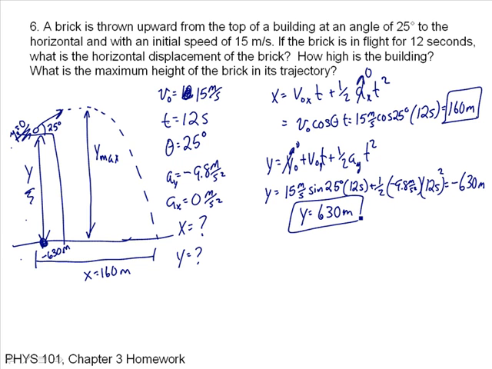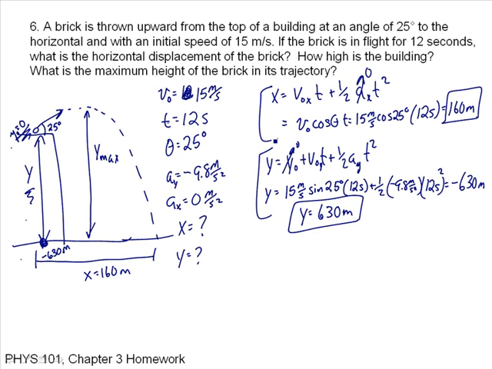Okay? But it's important that you get the negative, because if you leave off that acceleration as being negative, then you're going to get a height for the building that's much too high. Okay, now that's the second part that we want. This was the first part.